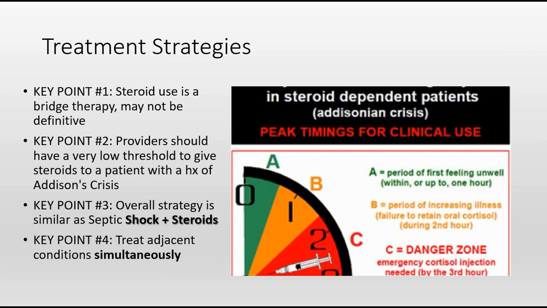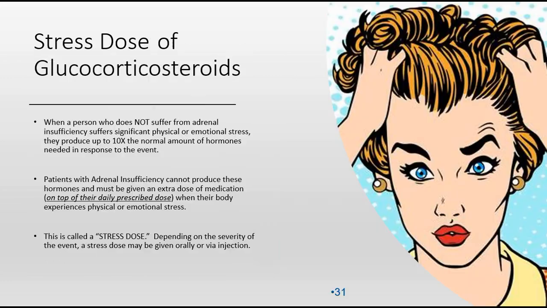So you're getting ahead of it. Now, if they don't have a history of it, but they have a history of all the other risk factors, taking steroids, suddenly dropping off, and so on and so forth, you have a fairly strong case. If they don't have either of those histories, well, then I'd be a little more cautious. Your overall strategy is basically what you do for septic shock, and you add steroids to it. That's it. So you treat the adjacent conditions simultaneously, and you treat them the same.